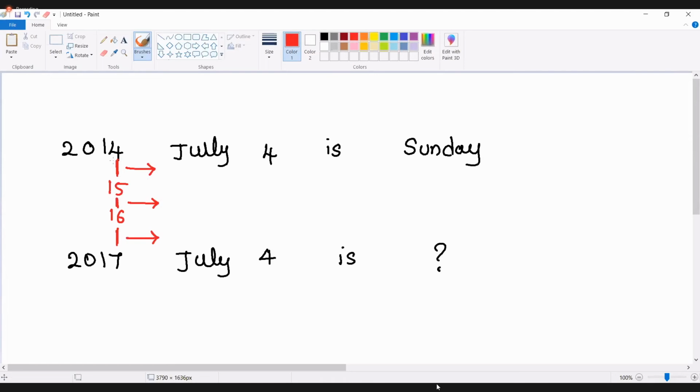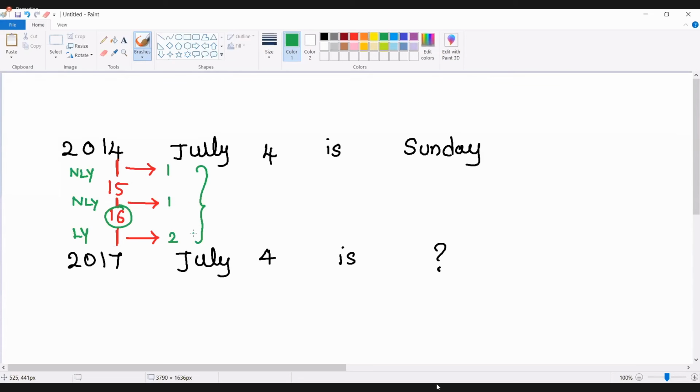14 to 15, it is a non-leap year, so the number of odd days is 1. 15 to 16, it is also a non-leap year, because 15 is a non-leap year. One odd day will be there. 16 is a leap year, my dear students. That's the reason it is going to be a leap year. 366 days will be there, so the number of odd days will be 2.